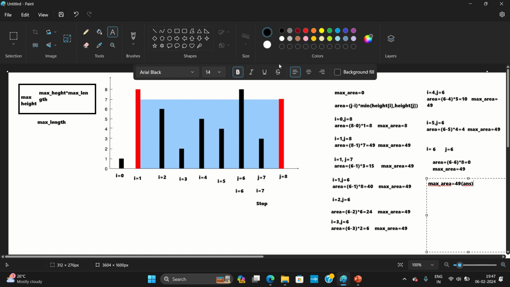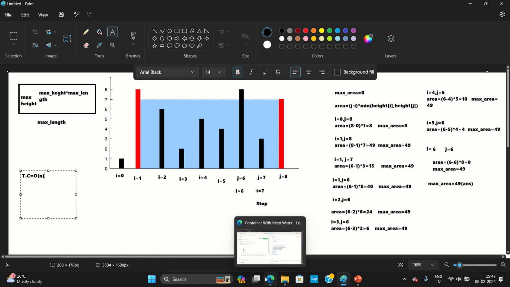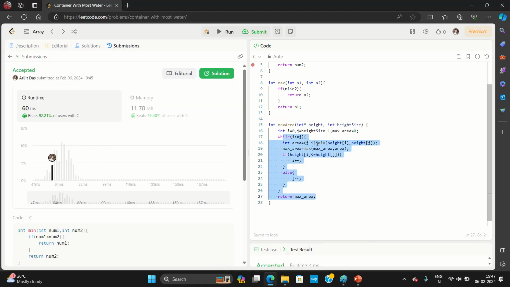So in the worst case, we can consider the time complexity to be big O of n, which is far better than the previous time complexity, which was big O of n square, right? It is basically taking n steps to complete this code. So that was all about the solution.